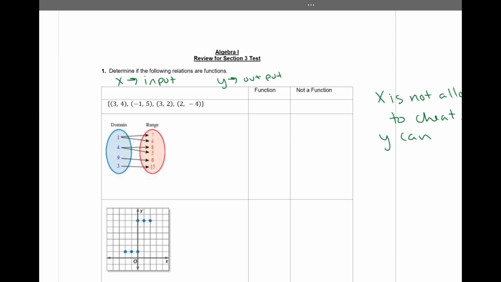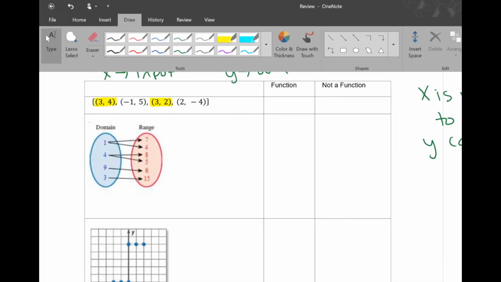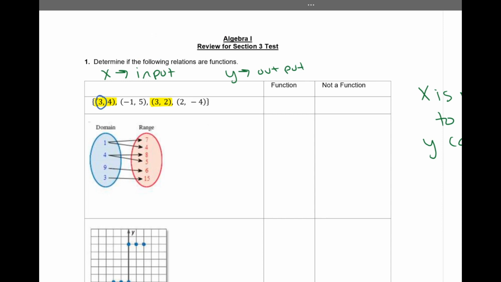So if we look at number 1, you notice that I have an x of 3 and a y of 4, an x of -1 and a y of 5, an x of 3 and a y of 2, and an x of 2 and a y of -4. Notice how I have a 3 and a 4 right here, and a 3 and a 2 right there. One of your 3's has a 4, the other 3 has a 2. Currently 3 is cheating, therefore it is not a function. Let's try the next one.